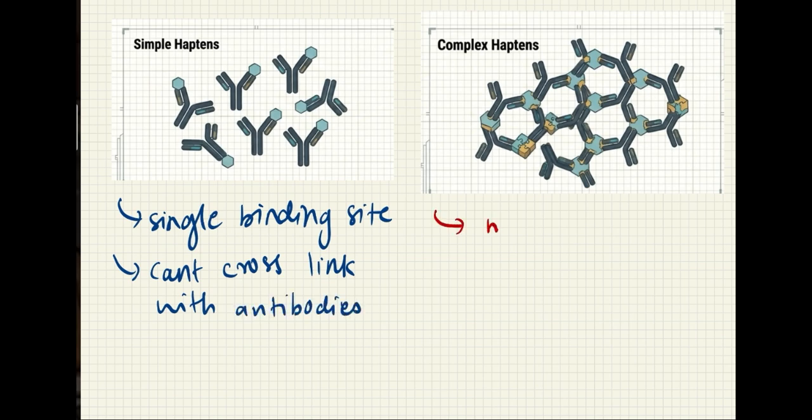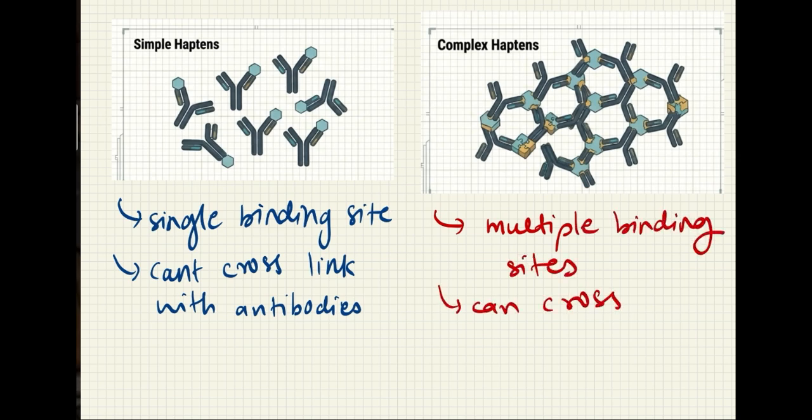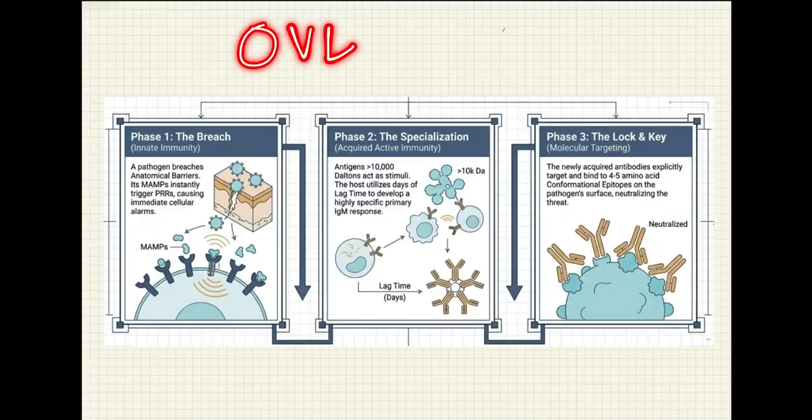Simple univalent haptens possess only a single binding site, meaning they cannot cross-link antibodies. But complex multivalent haptens contain multiple binding sites. This unique property allows them to cross-link with specific antibodies.